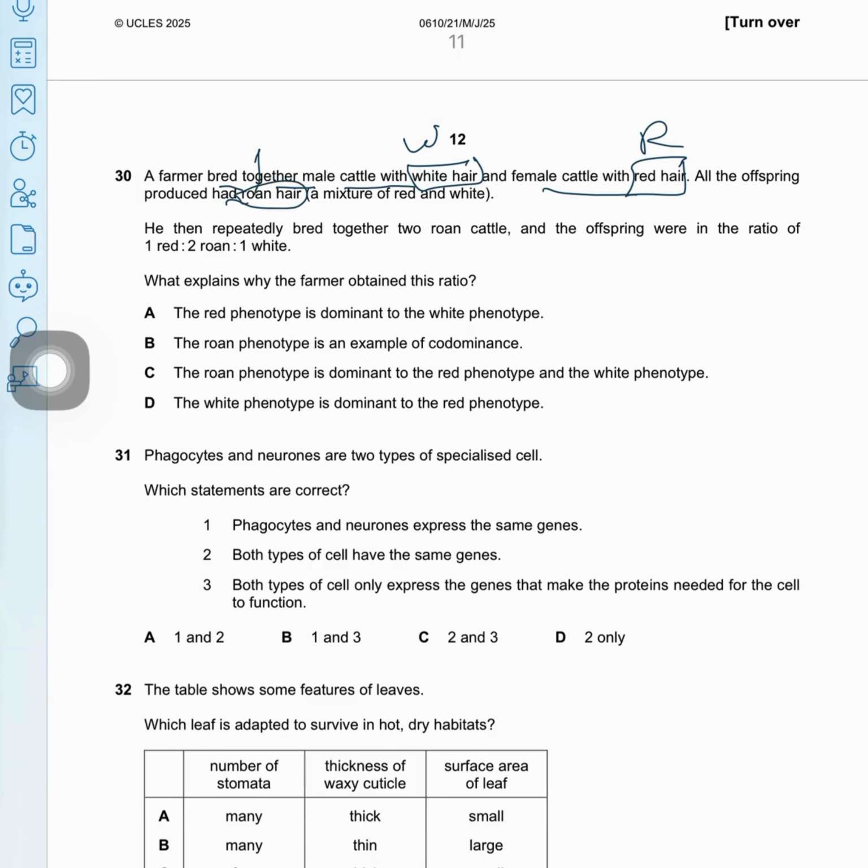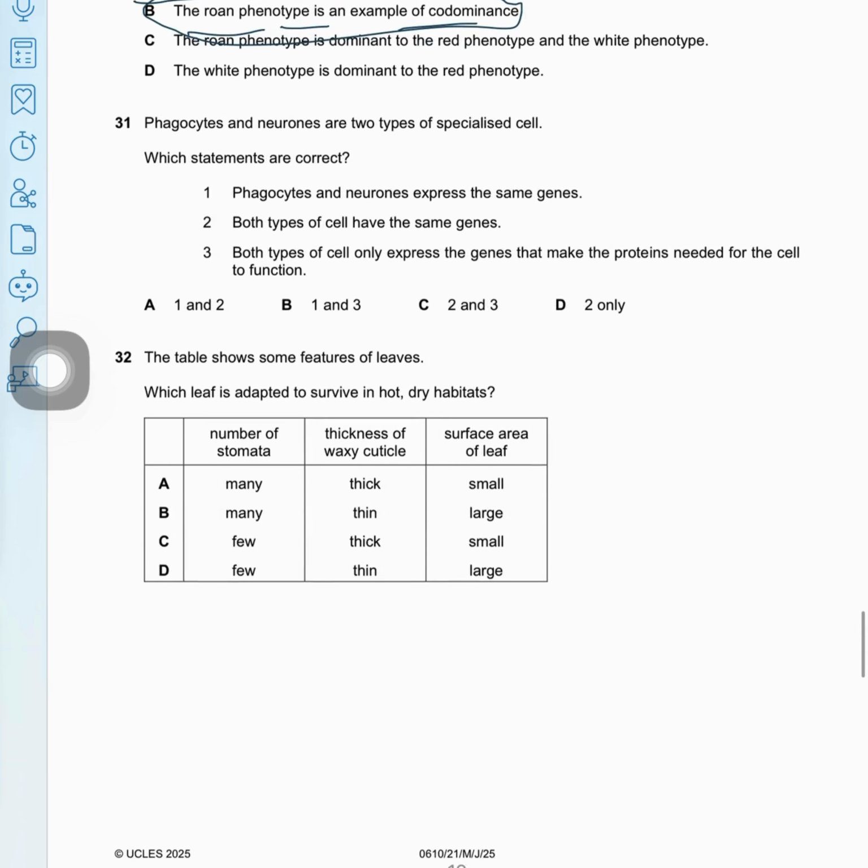It's roan, which is a codominance. He then repeatedly bred together 2 roan cattle, and the offspring were in the ratio of 1 to 2 to 1. What explains why the farmer obtained this ratio? In a codominance, this is my answer, 30B. The roan type is an example for codominance.